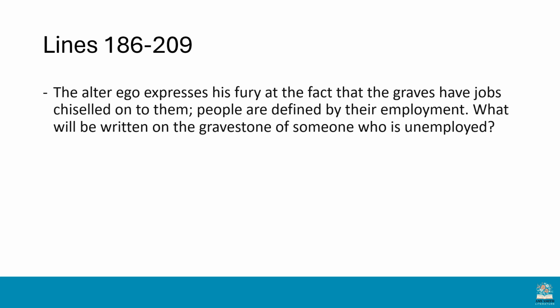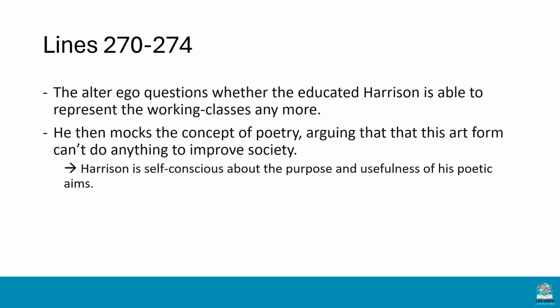And then the alter ego also points out what's going to be written on my gravestone. Someone who's unemployed, someone who's on the dole, someone who's been let down by society and denied the opportunity to find employment. What's going to be on my gravestone? And again, we see that absolute fury come through at this point of the poem.